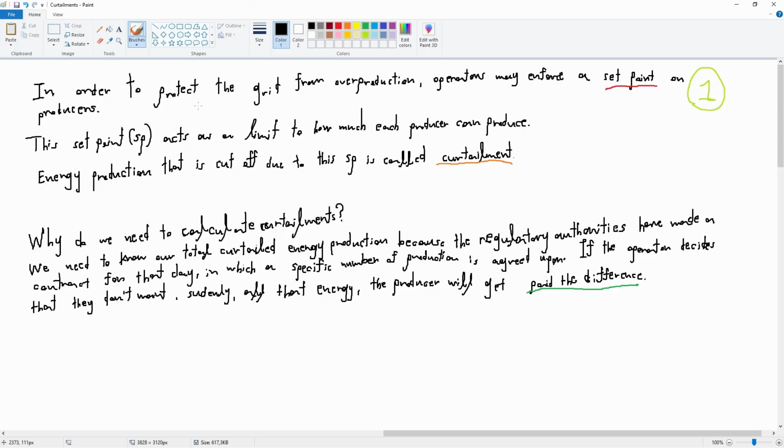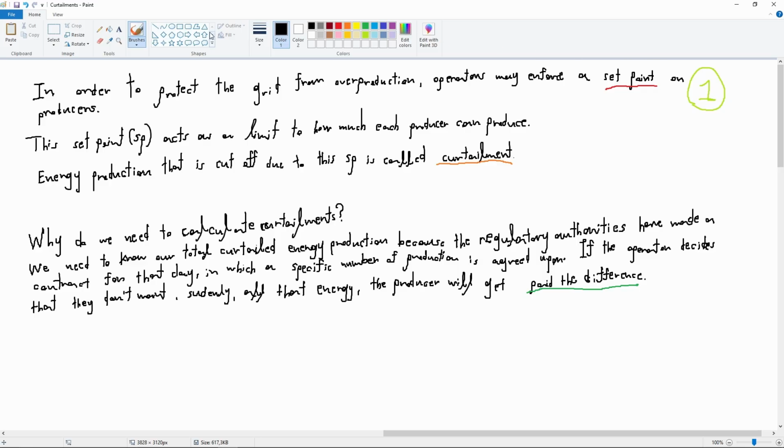So, in order to protect the grid from overproduction, operators may enforce a set point on producers. This set point, or SP, acts as a limit to how much each producer can produce. Every production that is cut off due to this set point is called curtailment. So we can safely assume that if a set point is enforced by an operator, it doesn't necessarily mean that a curtailment is also at play for the producers.